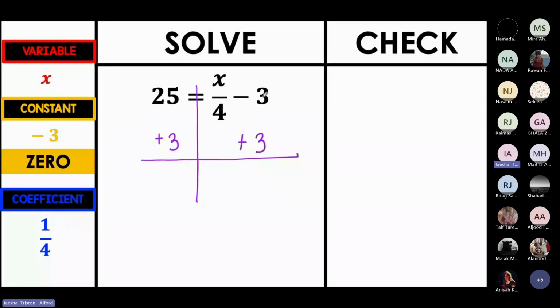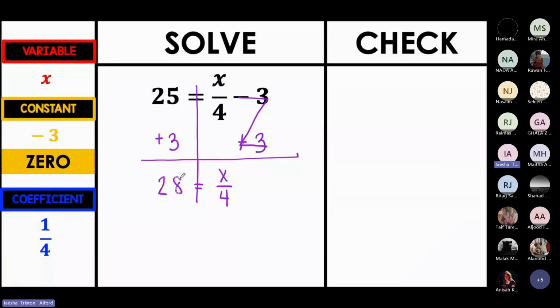Negative 3, add 3, makes 0. The variables, put them down. The equal, put it down. Positive 25, add 3, makes positive 28.